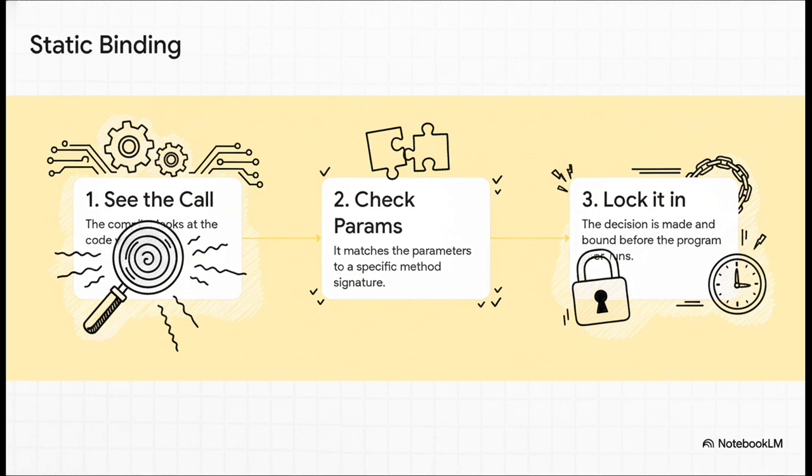So, the compiler's game plan is super straightforward. It sees the brew coffee call in your code, it checks the parameters you've given it, and bam! It finds the exact match and locks it in. This whole process is called static binding because that connection, that decision, is made statically before anything actually runs. It's fast and it's totally predictable.